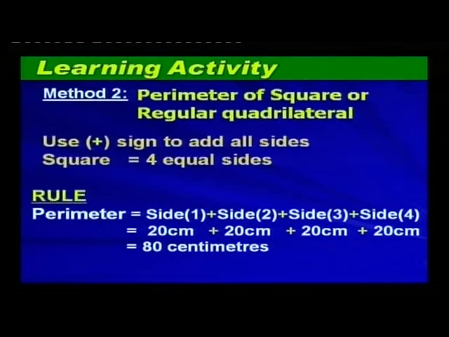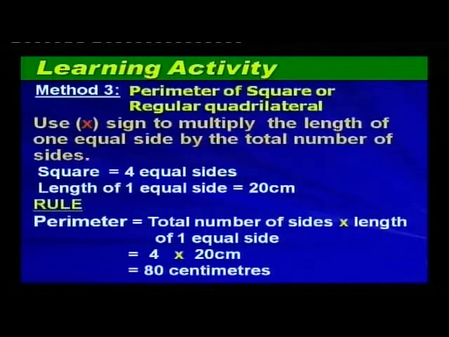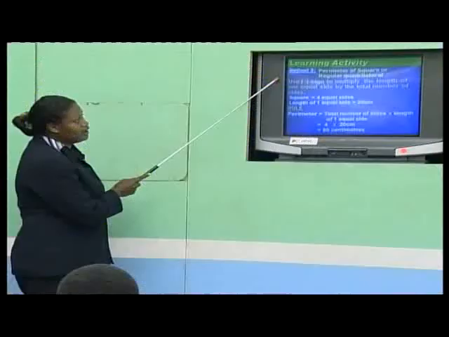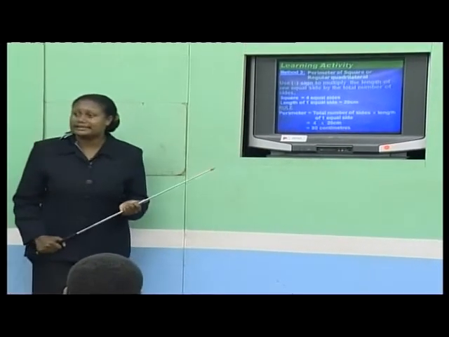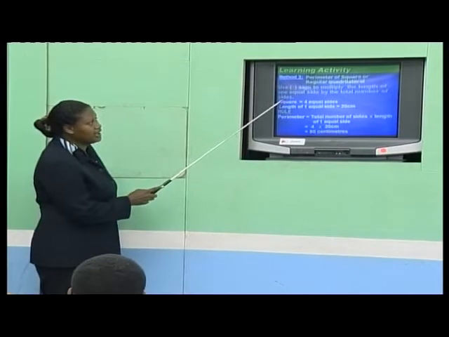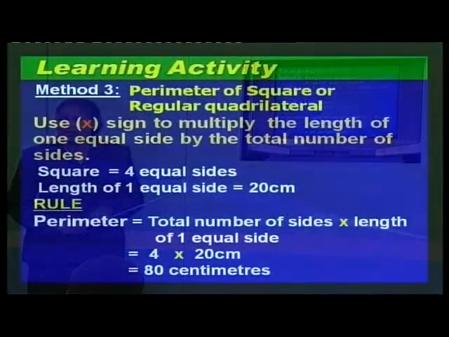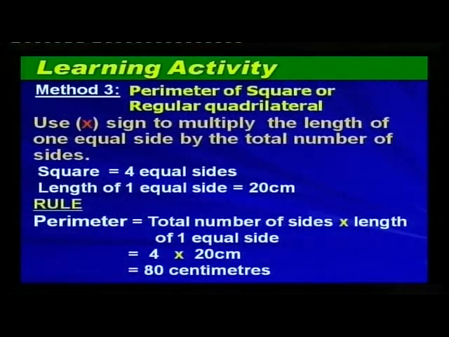Watching carefully, what I'd like you to look at is the third step. Another way to do the working out in finding the perimeter of a regular shape. Watching carefully, perimeter of square or regular quadrilateral, we can also use the times sign to multiply the length of one equal side by the total number of sides. So here we have one equal side is equal to 20 centimeter.